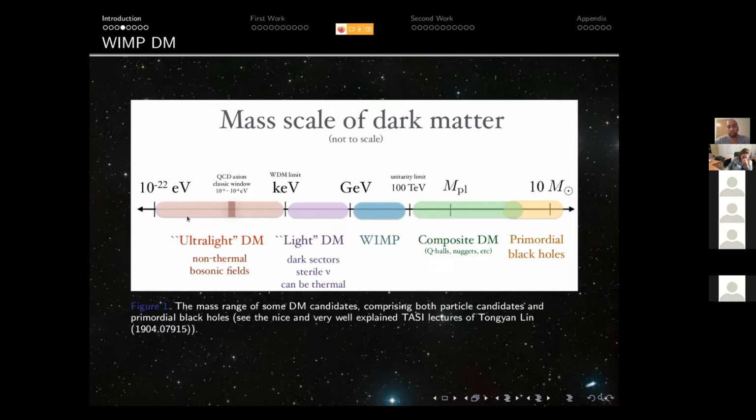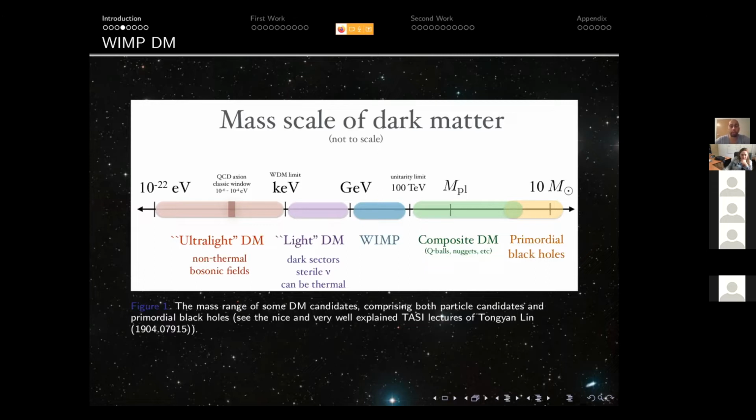And in this picture, it's not only represented what I suggested in the beginning, that dark matter can be a particle. For instance, on the right of this, in the yellow part, you see primordial black holes.